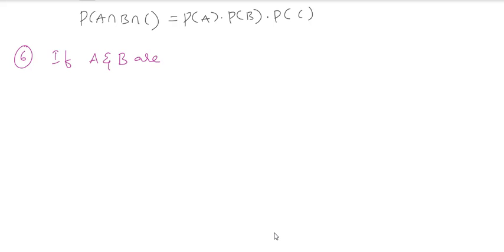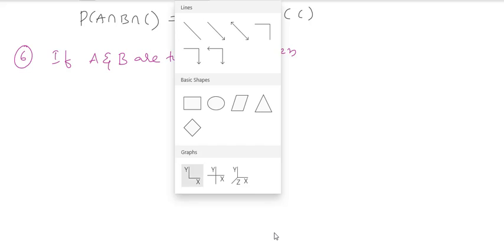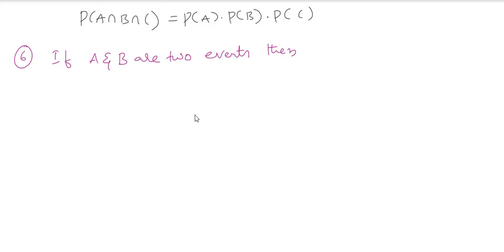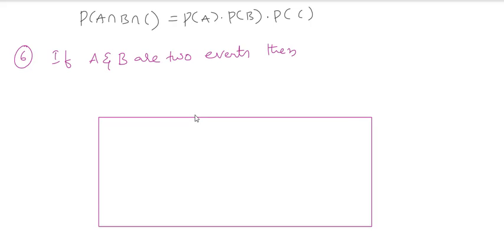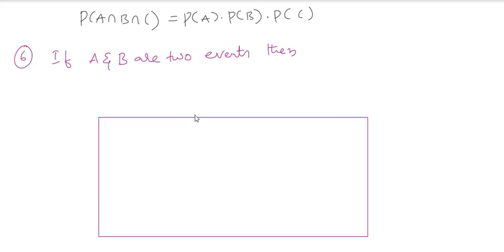If A and B are the two events, then I want to calculate the probability of A intersection B complement and the probability of A complement intersection B. For understanding this, I'll take a Venn diagram.